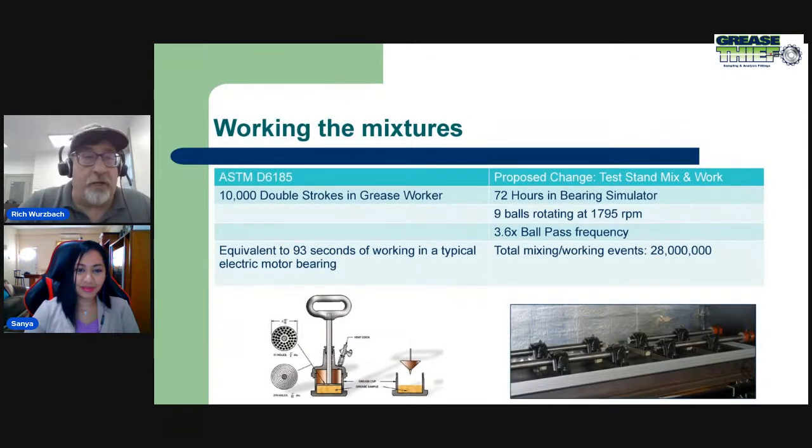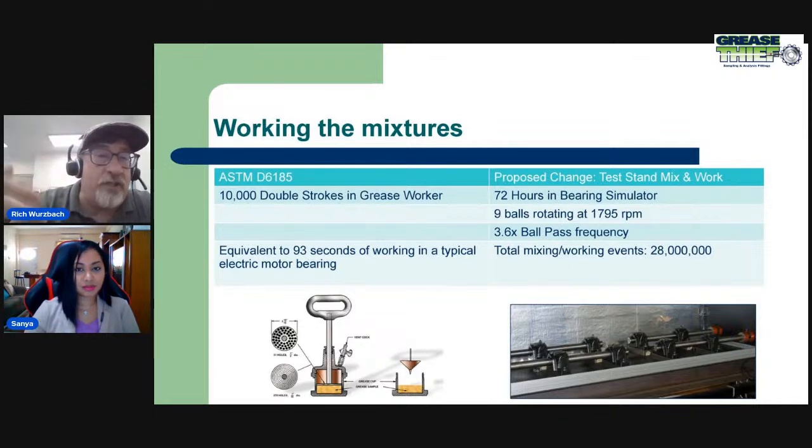We work the mixtures, and the current standard has the grease worker do 10,000 double strokes, which sounds like a lot, right? Boy, that's really mixed up. But the thing to remember about that is that physical working isn't just to get a homogeneous mixture. It's also to break down the grease in the same way it will be worked when it's in the bearing. And if we look at that 10,000 double strokes, it's really equivalent to 93 seconds of working in a typical electric motor bearing. So is 93 seconds enough to know whether those grease mixtures are going to hold up? I don't think it is, and that's why we do it a little bit differently.